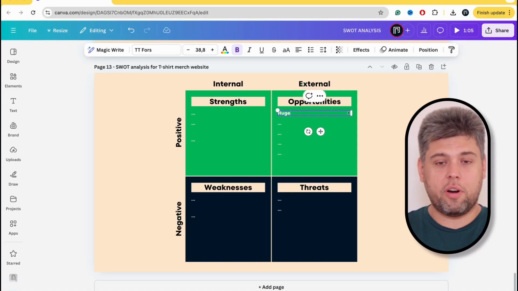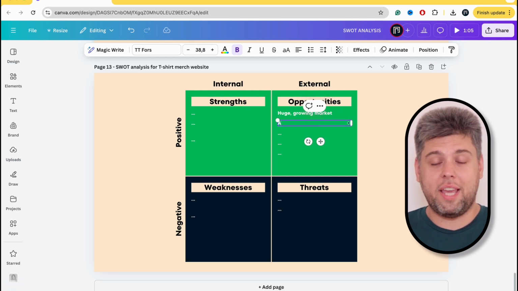Let me show an example of analysis based on the website I mentioned in the beginning of this video, an e-commerce website to sell t-shirts. When the client comes to me, a business analyst, with such an idea, I always focus on opportunities first to understand the business idea. In this case, we have a growing merch market, strong animation popularity, and a strong community around animation, ready to consume everything on the topic.